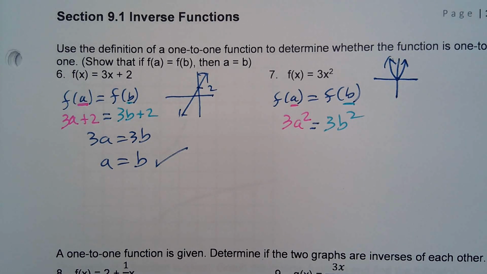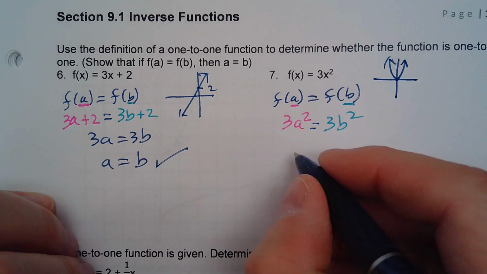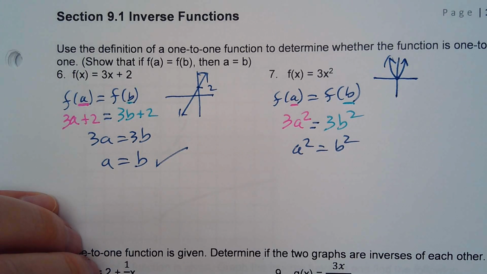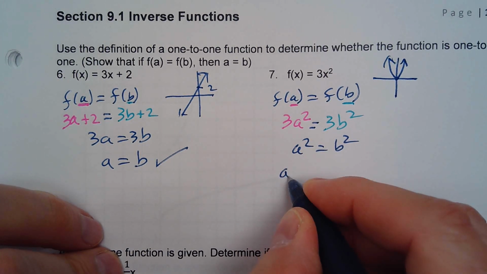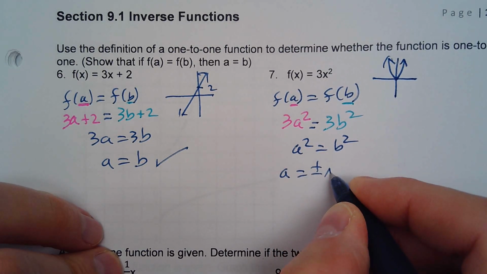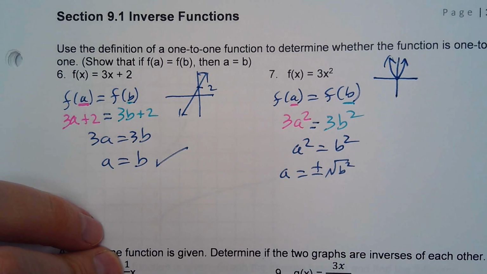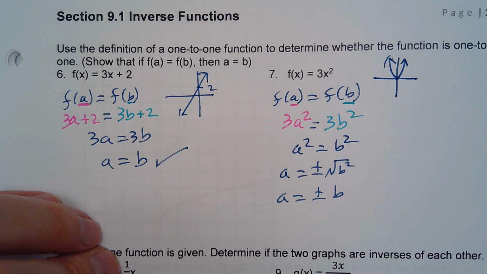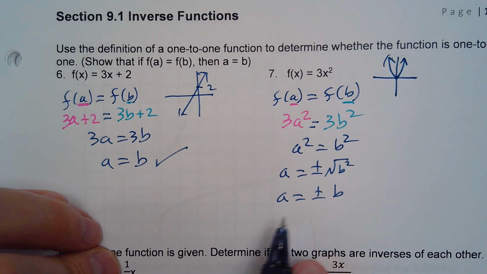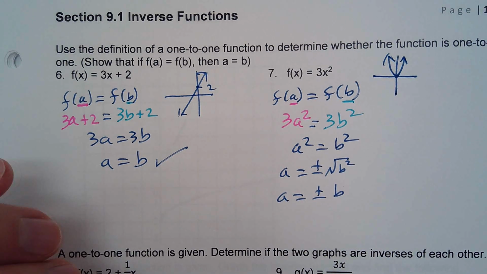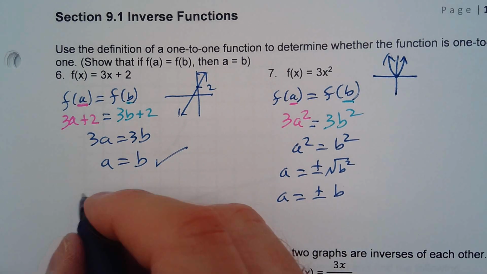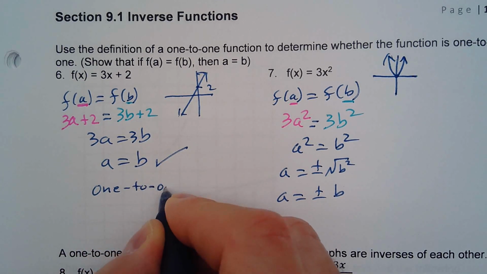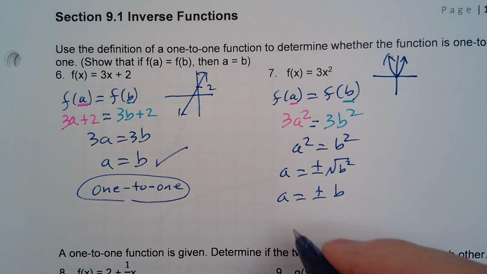And again, I'm solving for a, so I'm going to divide both sides by 3. And then I need to use the square root property. When I do that, that gives me a equals plus or minus the square root of b squared, which gives me a equals plus or minus b. So here I cannot show that a equals b. So this is why this is not one-to-one. So number 6 was one-to-one. Number 7 is not one-to-one.